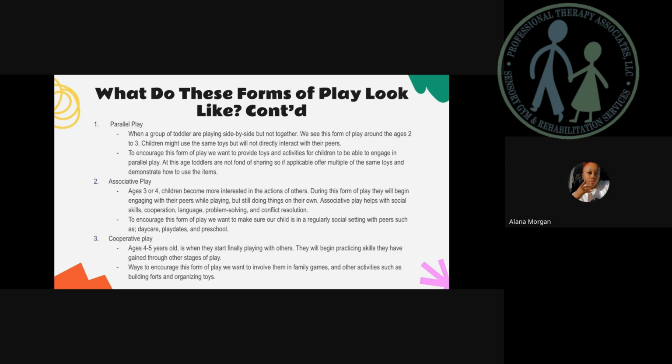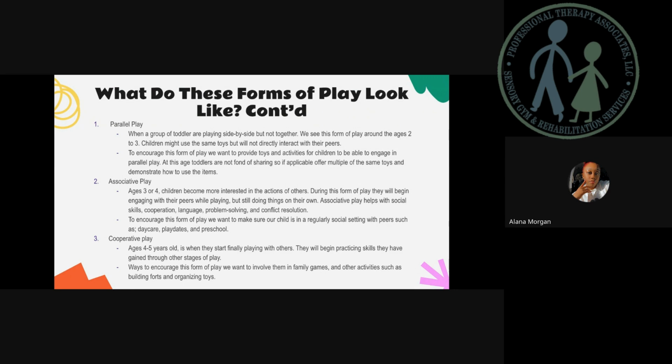Associative play. Ages 3 or 4. Children become more interested in the actions of others. During this form of play, they will begin engaging with their peers while playing, but still doing things on their own. Associative play helps with social skills, cooperation, language, problem solving, and conflict resolution. To encourage this form of play, we want to make sure our child is in a regularly social setting with peers such as daycare, playdates, and preschool.